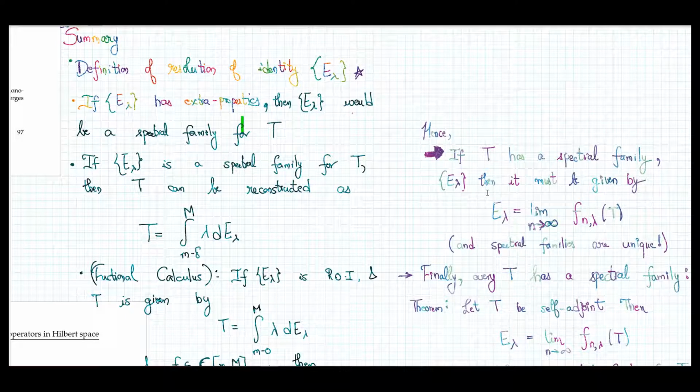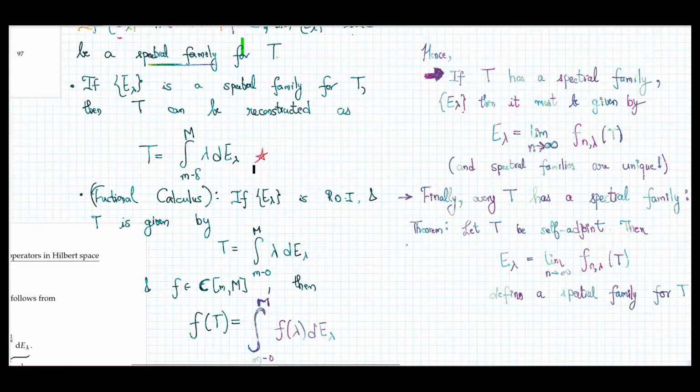And then we say that if this resolution of identity has certain extra properties which has to do with the self-adjoint T, then E lambda is a spectral family of T. So now we have defined what a spectral family means. And then we say that if E lambda is a spectral family for T, then T can be reconstructed by this formula.